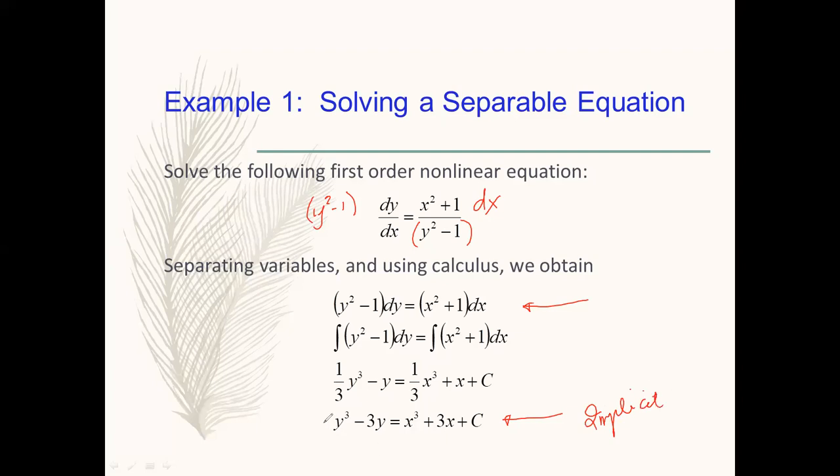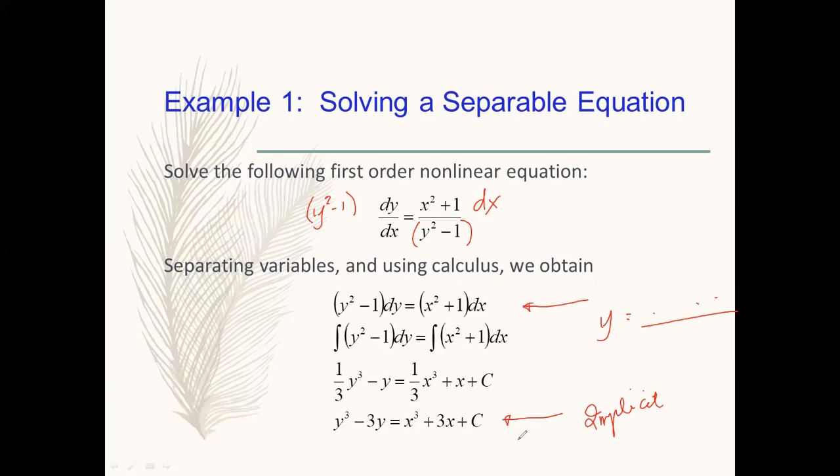Why do I say implicit? Because you have not written it in the form y is equal to something like that. If you only have one variable in here, exponent raised to 1, and the rest of the expressions are written on the right side, that's what we call explicit solution. This one is implicit, but this is still a solution. Okay, this is an acceptable solution.